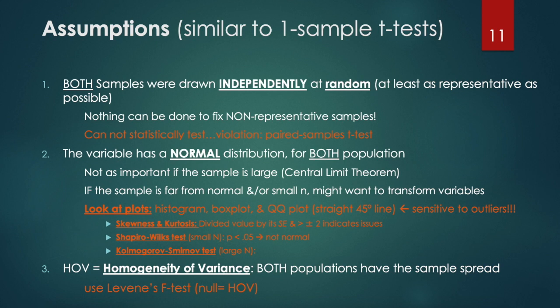but they're good to be aware of, that those are tests, and sometimes reviewers look for those. And then the third assumption is homogeneity of variance, and that's both populations have the same spread or variability. For that one we use Levene's test, where the null is that there is homogeneity of variance. So you have these three: an independent random sample, the variable has a normal distribution, and you have homogeneity of variance.